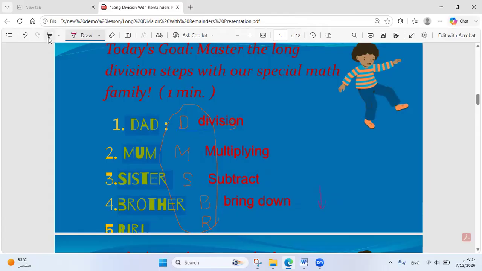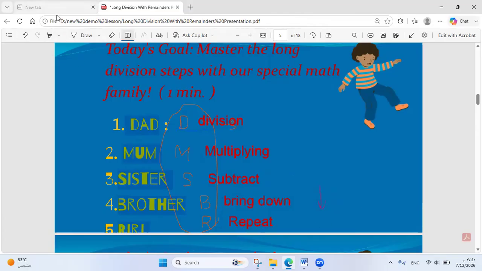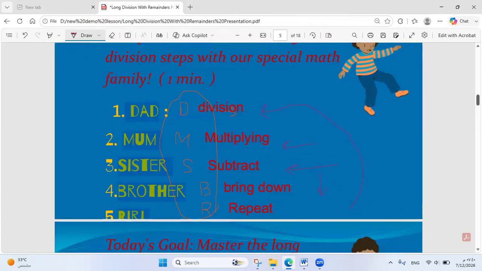The last step is to repeat the steps. What is the meaning of repeat the steps? We do them again until we finish the equation, or finish the division operation. So we return again to divide, then multiply, then subtract, then bring down, and so on. I hope you understand these steps.